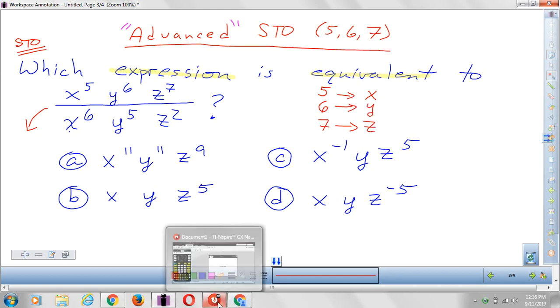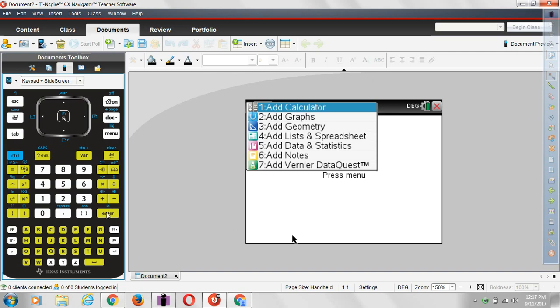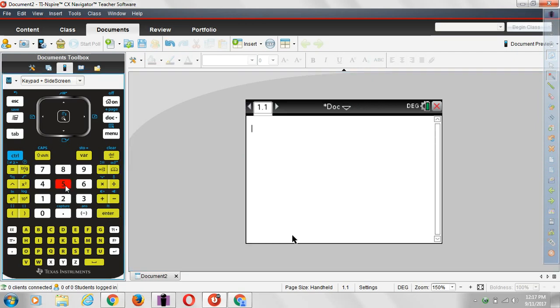So I'm going to go over to my calculator. I'm going to say, okay, I'm starting a new problem, so Control N, enter. 5, Control Store X, enter. 6, Control Store Y, enter. 7, Control Store Z, enter.